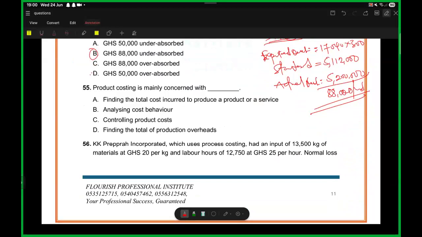Okay, let's go to someone. The person reading should continue with 55. Product costing is mainly concerned with: A. Finding the total cost incurred to produce a product or a service. B. Analyzing cost behavior. C. Controlling product cost. D. Finding the total of production overhead. What's the answer? This is very, very simple. What's the answer?